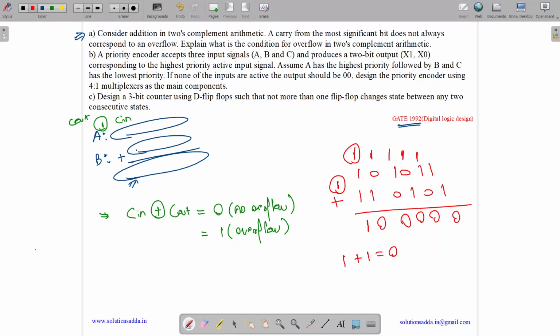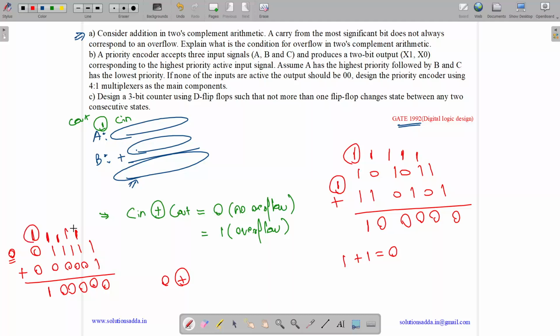Let us take another example. 011111 plus 000001. 1 plus 1 is 0, carry over 1. 1 plus 1 is 0, carry over 1. 0, carry over 1. 0, carry over 1. 0, carry over 1. It's 1 and carry out is 0. So C out is 0, XOR C in is 1. So 0 XOR 1 is 1, which means there is overflow in this case. So the overflow condition is C in XOR C out.